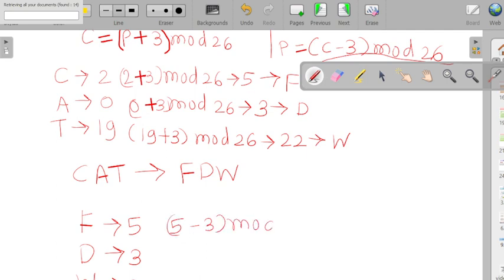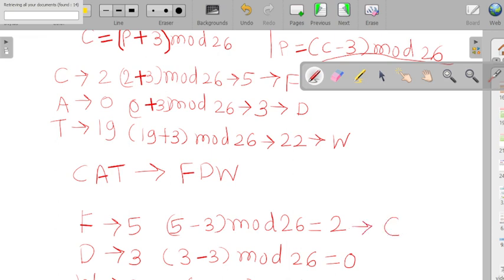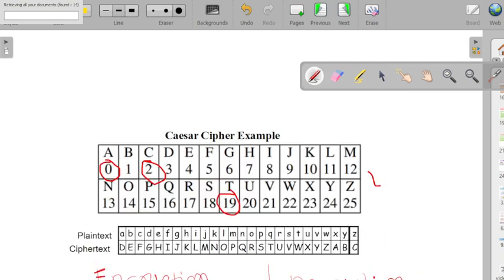So 5 minus 3 is nothing but 2, and 2 mod 26 we will get the value 2. Then again (3 - 3) mod 26. So 3 minus 3 is 0, and 0 mod 26 we got the value 0. Then (22 - 3) mod 26, we will get the value 19, and 19 mod 26, again we got the value 19. So for 2 we can write the character C, for 0 we can write A, and for 19 we can write T as per the above table.